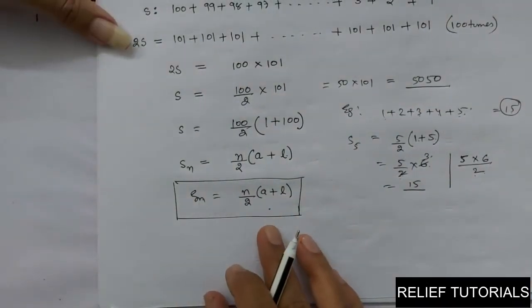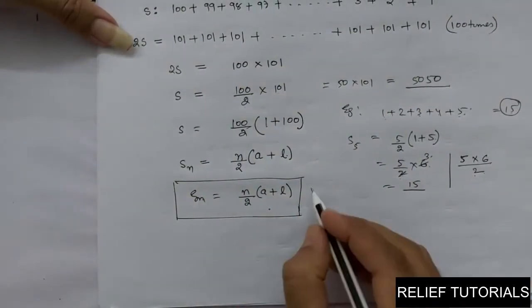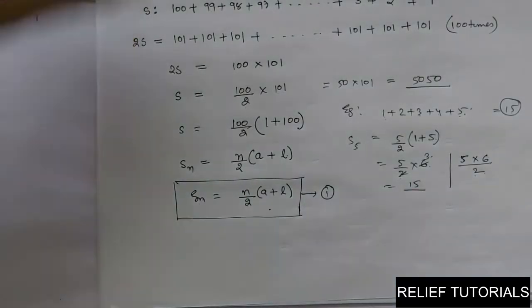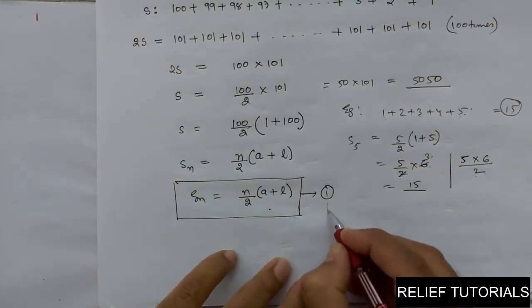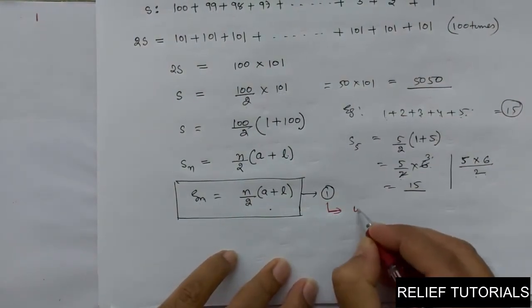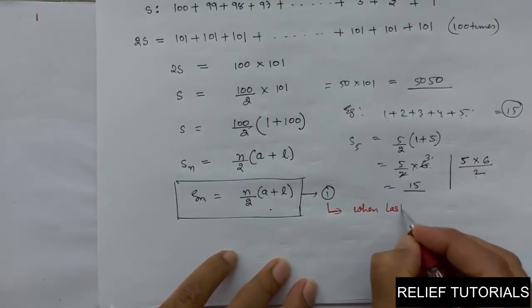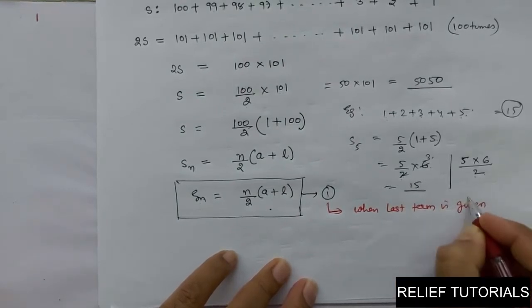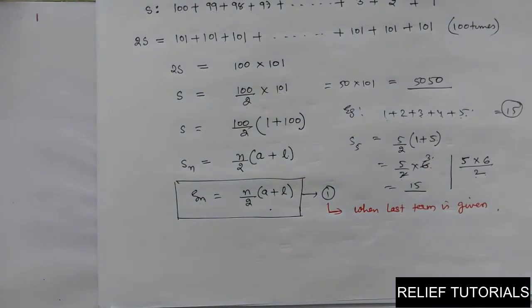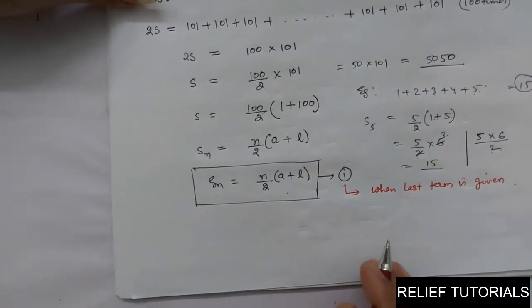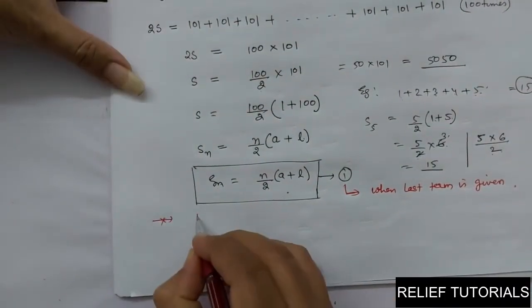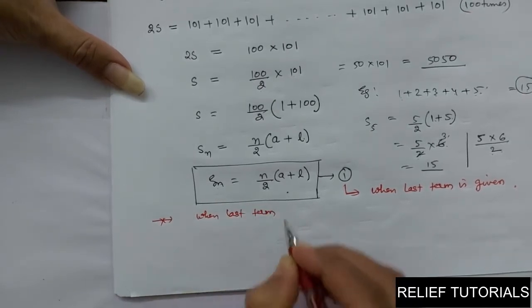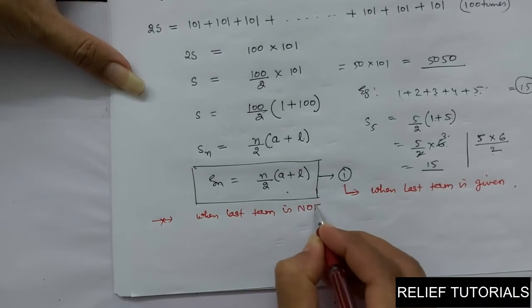So now we know how to find the sum. This is the first formula, and it is used when the last term is given. So first we will use it when the last term is given. Now the second formula, when the last term is not given.